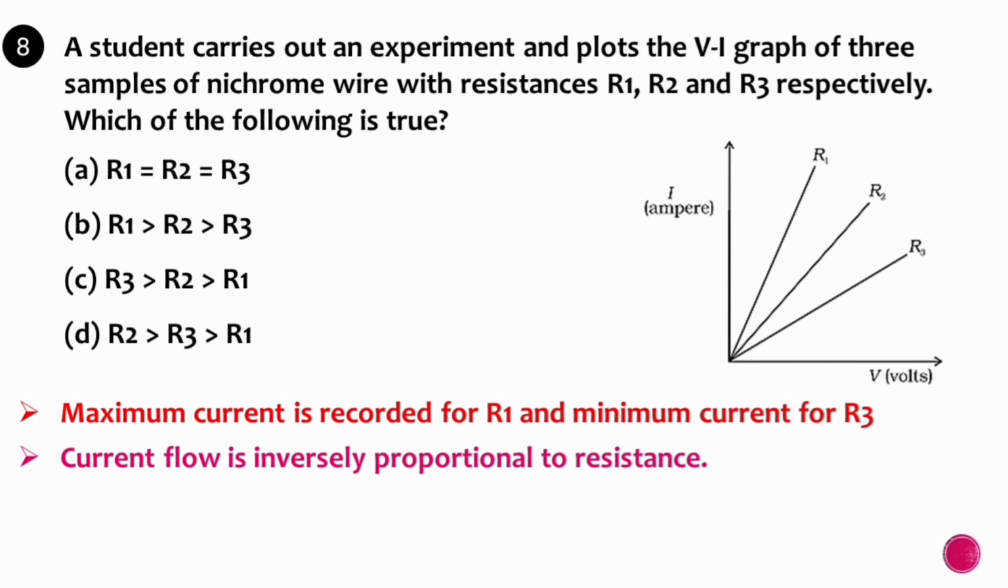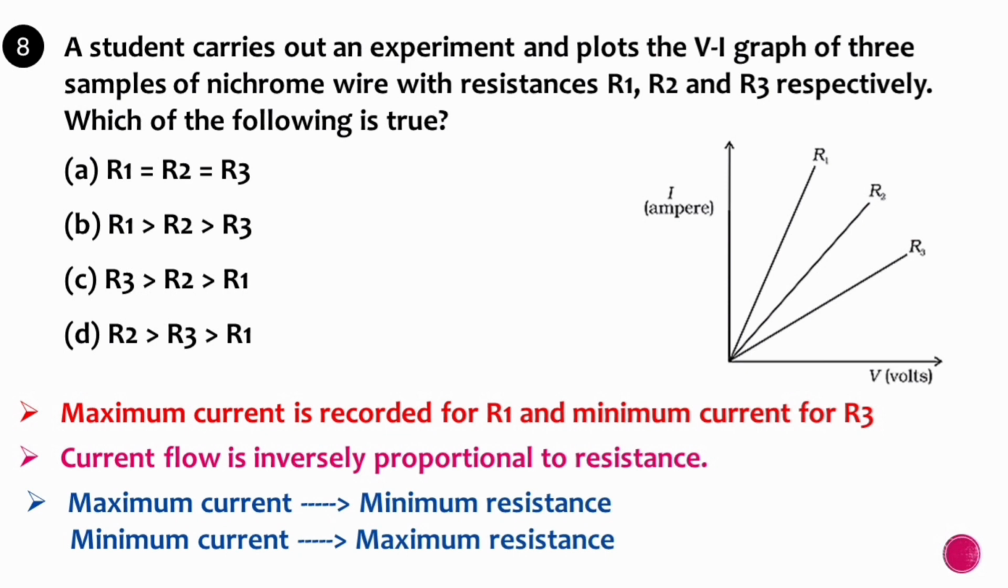We always know that current flow is inversely proportional to the resistance. That means if there is maximum current, it means the resistance is minimum, and if there is minimum current, it means the resistance is maximum. So R1 having maximum current will have least resistance, and R3 having minimum current will have maximum resistance. So the option correct is R3 greater than R2 greater than R1.